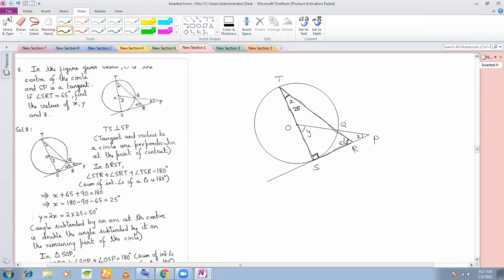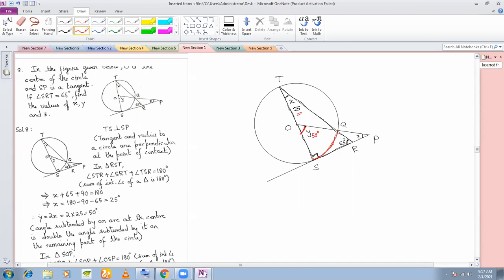So what should be y here? If you see this arc SQ, this arc SQ subtends angle y at the center, and the same arc subtends this 25 degree angle on the remaining part of the circle. So clearly y must be double of 25. That means this must be 50. 25 into 2. So we have found out y also.